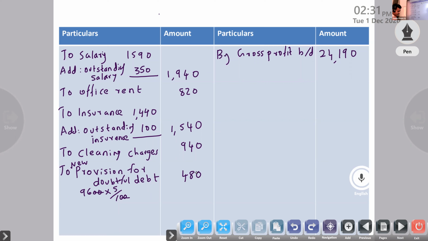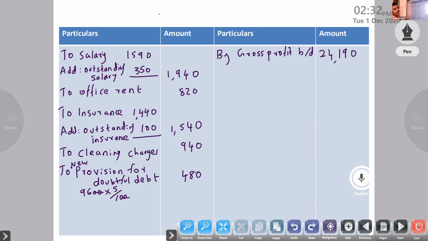If the exam asks for any journal entry about the adjustments, suppose closing stock, what is the journal entry? Closing stock account to trading account. Suppose outstanding salary, what is the journal entry? Salary is added, and outstanding salary goes to the balance sheet as a liability, so salary account to outstanding salary. Suppose commission received in advance, what is the entry? It is a liability, so the liability is credited: commission account to commission received in advance.